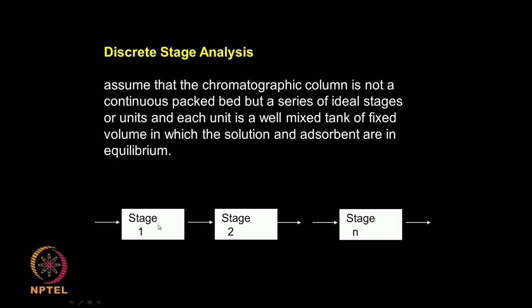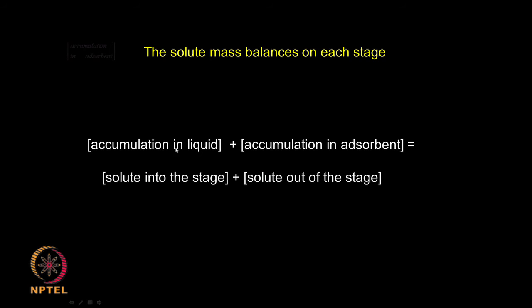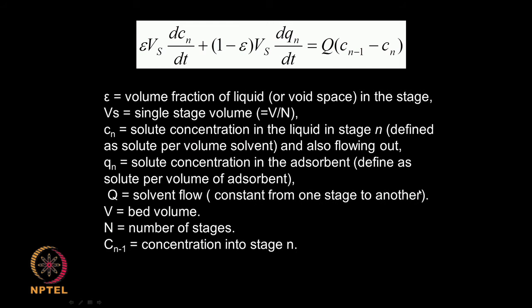So, the concentration of the solute will keep changing as it keeps traveling here. So, if you want to do a mass balance of the entire stage, there is the accumulation in the liquid phase in one stage, accumulation in the adsorbed or stationary phase in one stage, solute into the stage, and solute out of this stage. So, this is the total mass balance. So, accumulation in liquid, accumulation in adsorbent, solute into the stage, solute out of the stage. So, it ends up with a differential equation like this.